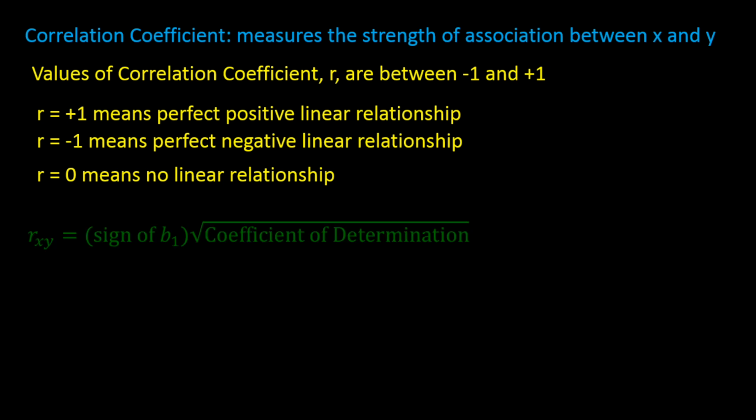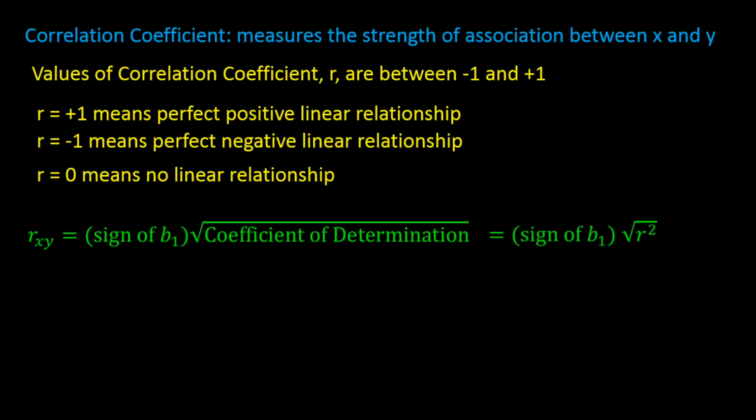To calculate r, we simply take the square root of the coefficient of determination and use the sign of the slope we calculated. The r here has a subscript of x and y, and it just tells us that r, the correlation coefficient, is for the values of x and y. Sometimes we just leave the x and y out and say r. So to calculate r, we take the sign of the slope, b1, and multiply by the square root of r squared.